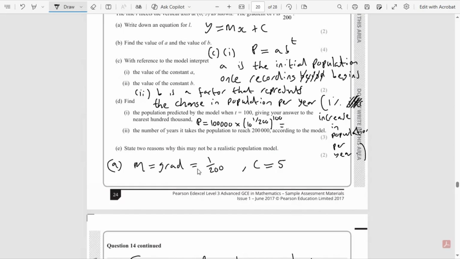That's basically the square root of 10, isn't it? I should have just put in the square root of 10 in my calculator, would have saved me time. Times by 100,000. So this is 316,227 roughly. We want the answer to the nearest 100,000. So to the nearest 100,000, this is 300,000.